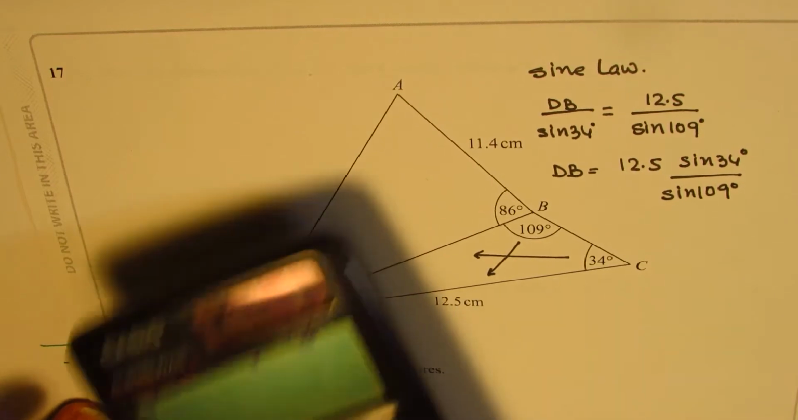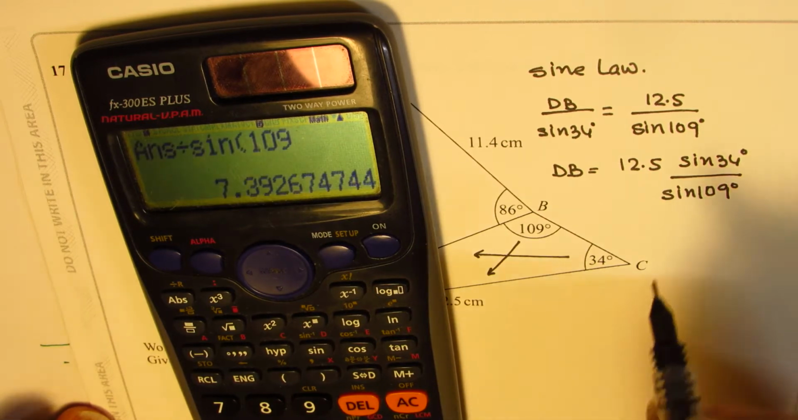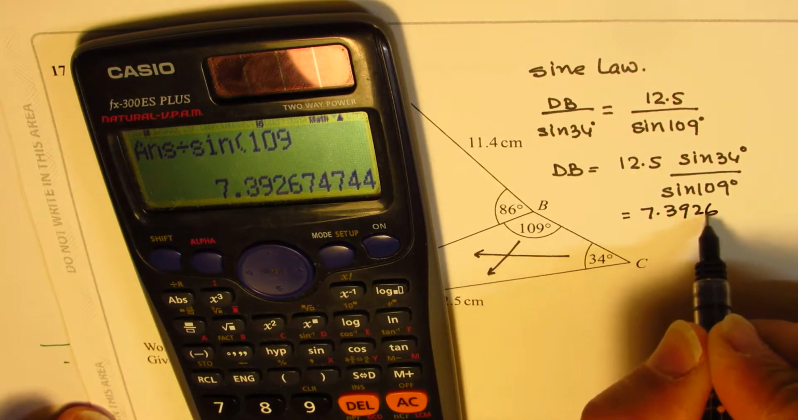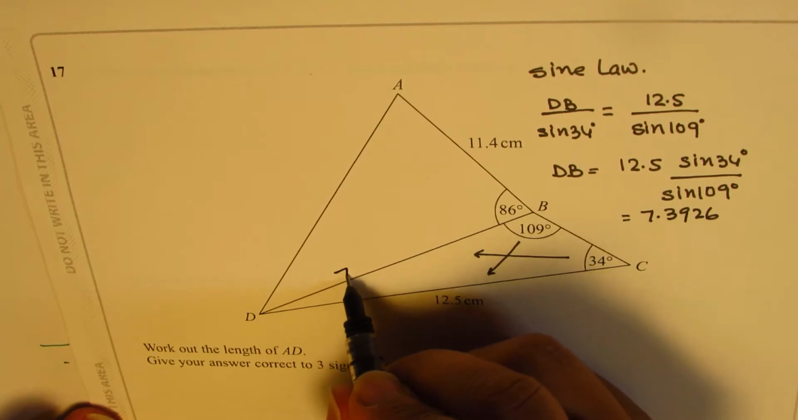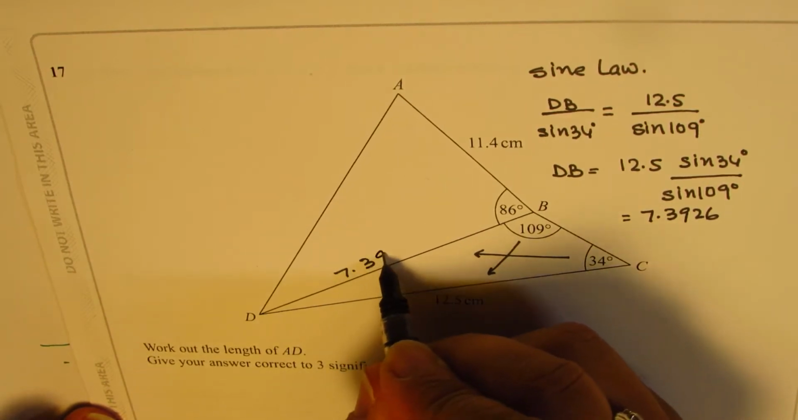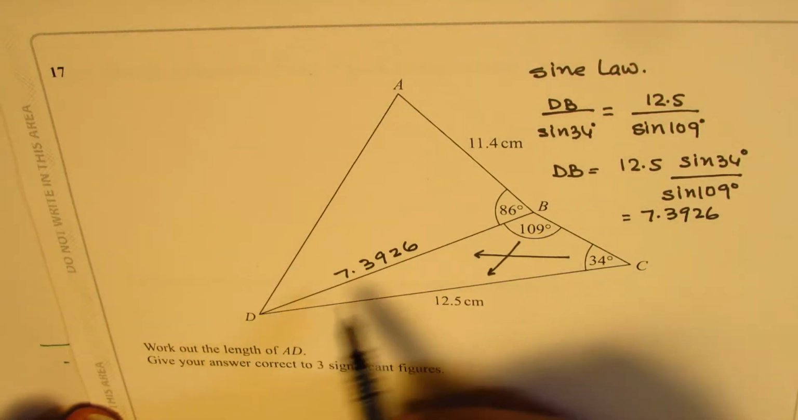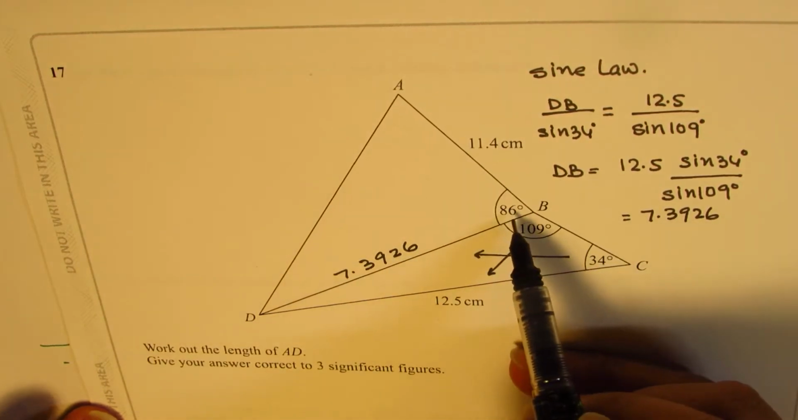So the calculator should be in degrees. 12.5 times sine of 34 divided by sine of 109. That gives you 7.3926. So we'll use this value, 7.3926. Now if you look into the triangle ADB, we know two sides and included angle, right?